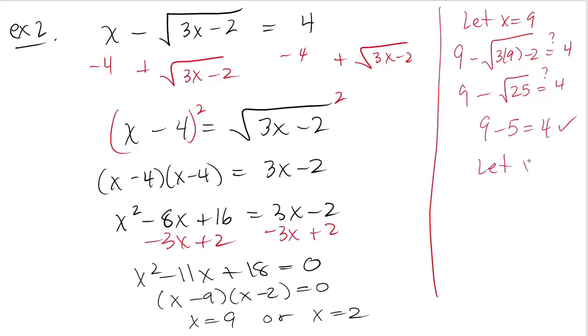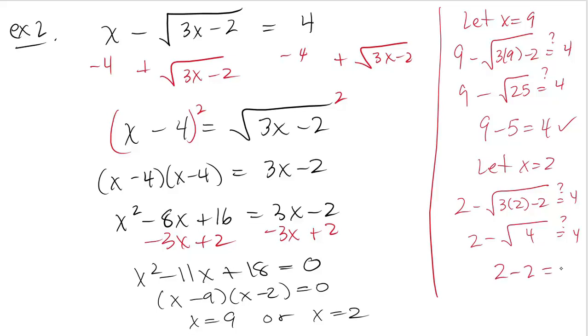Let's try 2. This is 2 minus the square root of 3 times 2 minus 2, and that's also supposed to be equal to 4. Well, that's 2 minus the square root of 6 minus 2, which is 4. And the principal square root of 4 is 2. So this is 2 minus 2 equals 4. No, that's not true. 2 minus 2 is not equal to 4. So 2 doesn't actually work. That extraneous solution was generated because we squared both sides. Anytime you choose to raise both sides to an even power, you've got to check for those extraneous solutions. The only solution here is x equals 9.